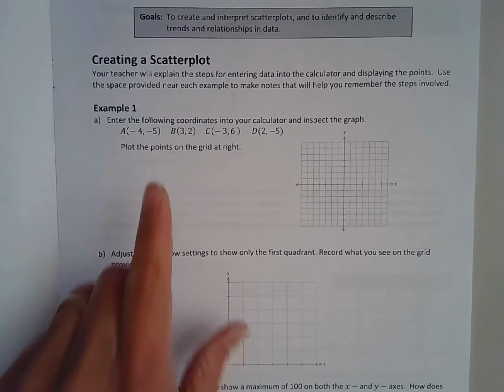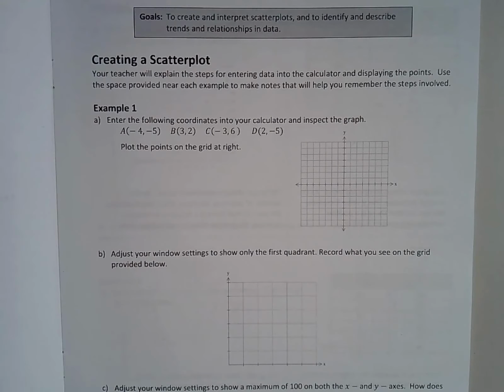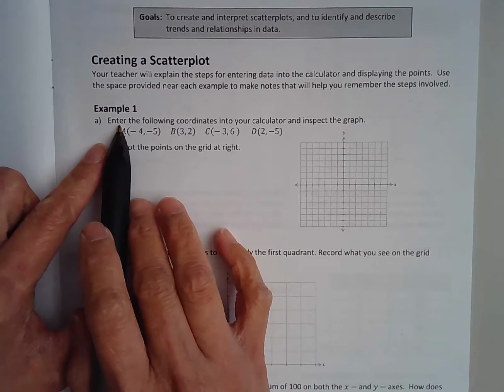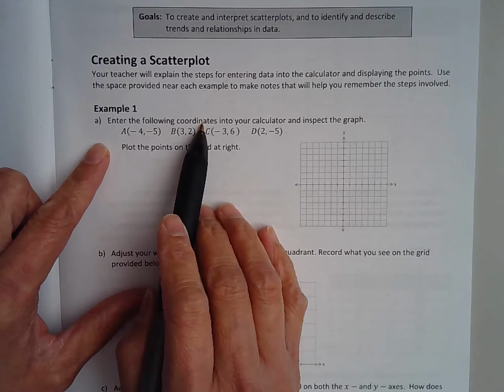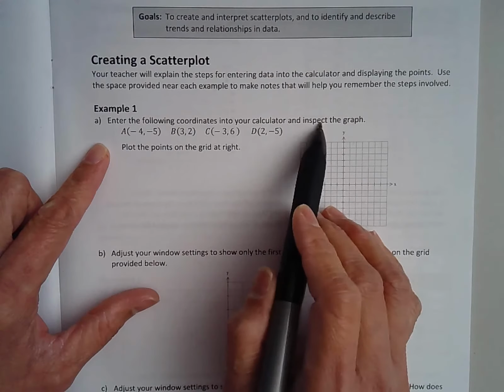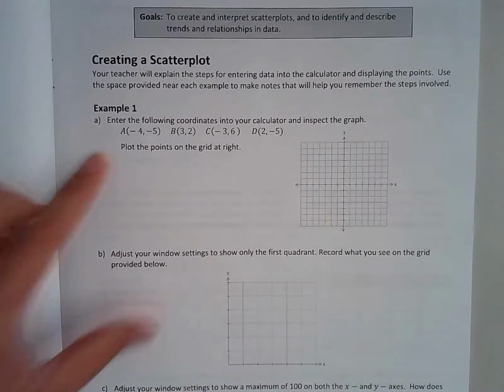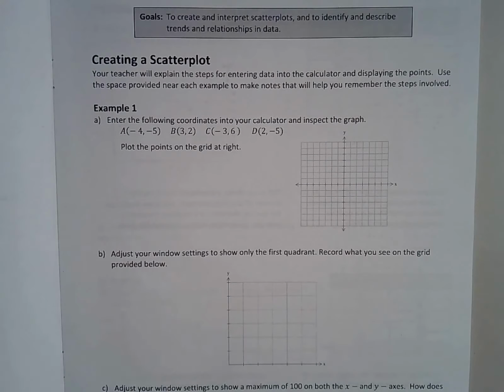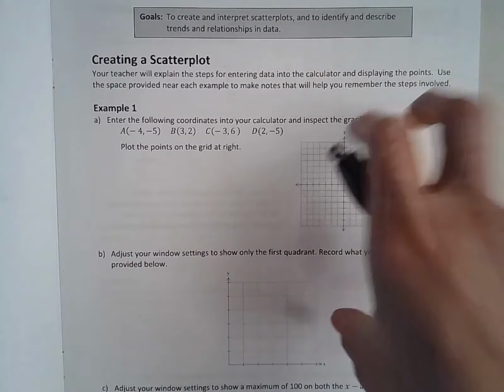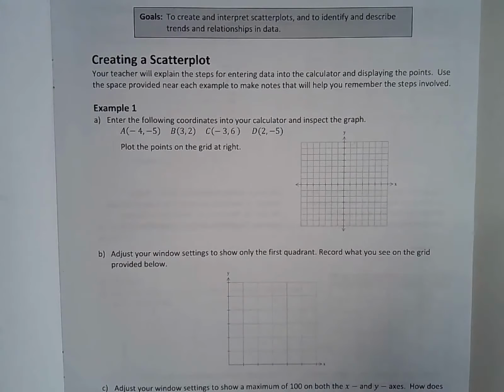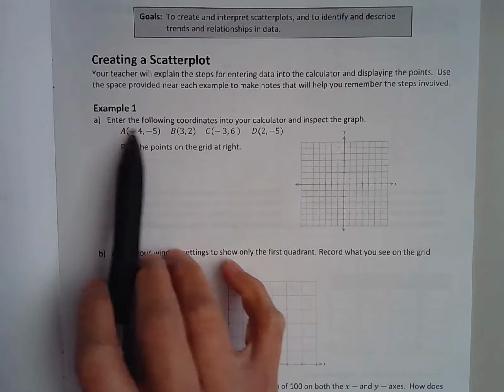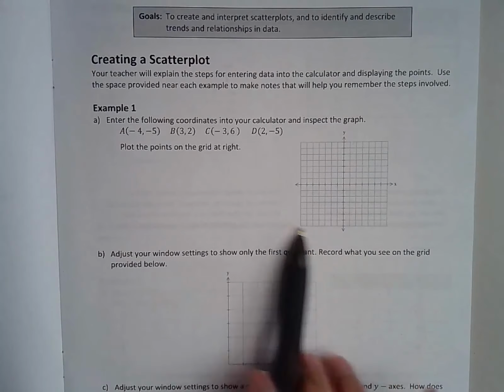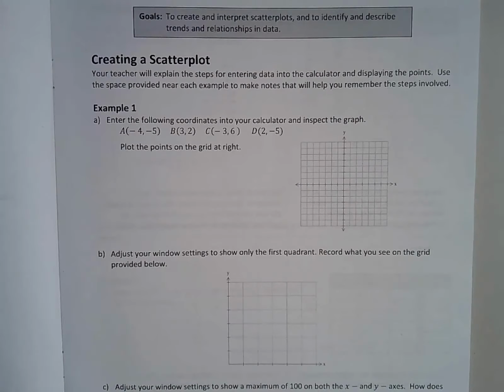Okay, we're going to just jump into example number 1. It says here, enter the following coordinates onto our calculator and inspect the graph. Now before we go and do the calculator piece, I want us to look at this on our page first. Okay, so enter the following coordinates on the grid. Plot the points on the grid. Okay, we did that yesterday.